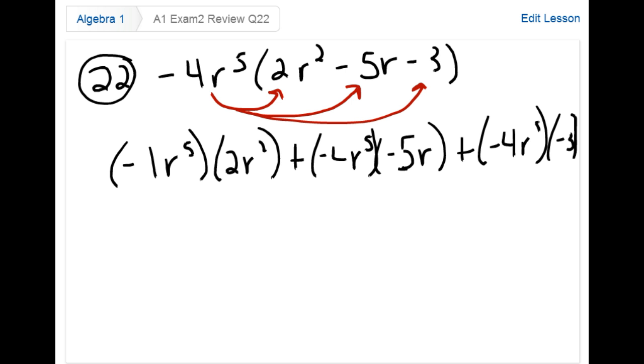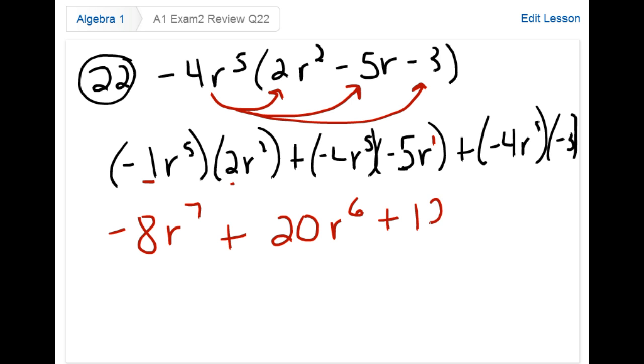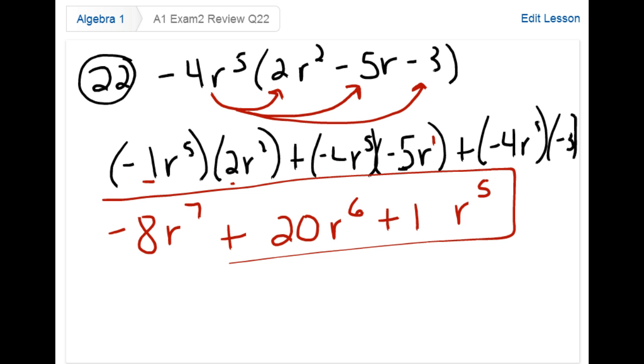Okay, negative 4 times 2 is negative 8. We're multiplying the variables, so we're going to add the exponents. So that's r to the 7th. Plus negative 4 times negative 5 is positive 20. R to the 5th times r to the 4th, add the exponents, that's r to the 6th. Plus negative 4 times negative 3 is 12. And then we have r to the 5th. So that is your answer.